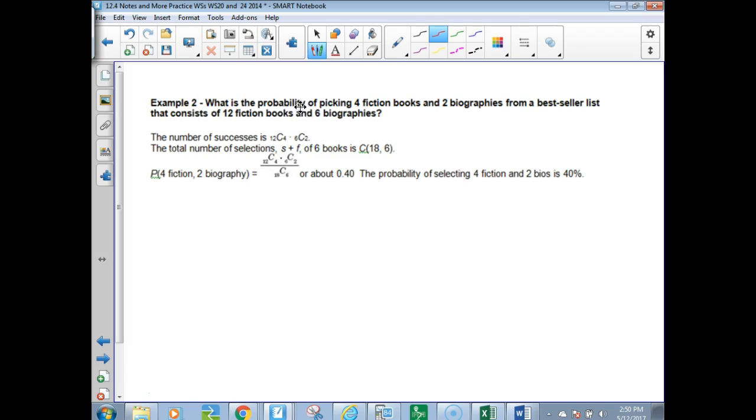Success of getting 4 fiction times 2 biographies. These 2 get multiplied, and then you divide by all the possibilities, which there are a total of 18 books, and you're choosing 6 books. So that's where the 18C6 comes from. You calculate this on your calculator, and you get about 40%. I'm going to do both fraction and decimal.